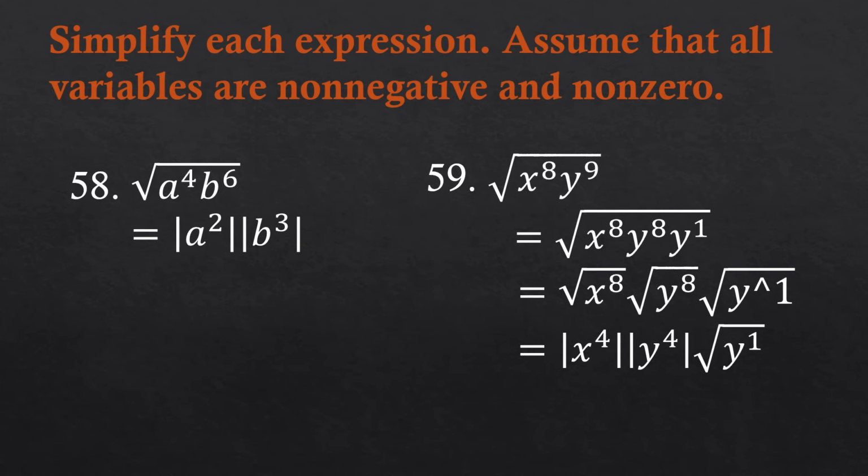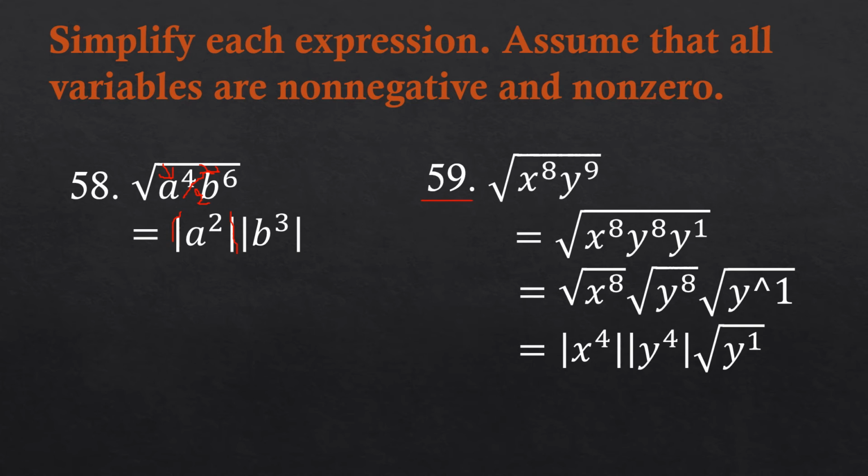Simplify each expression. Assume that all variables are non-negative and non-zero. It must be a positive number, and not zero. So here the same thing. We will give the square root to both variables, or we can just find them. So we will divide 4 by 2, which equals 2, and put it between these two lines, which is absolute value. The same thing for b: divided by 2 equals 3.